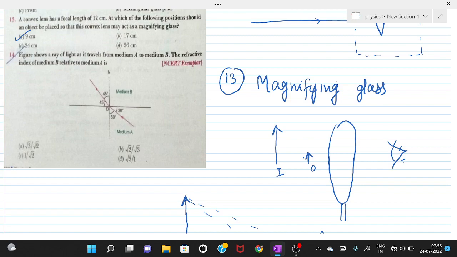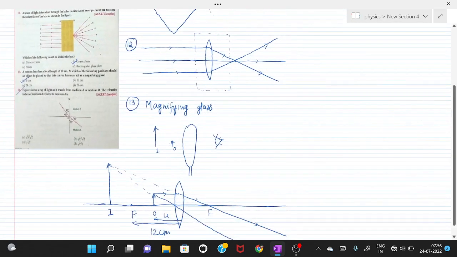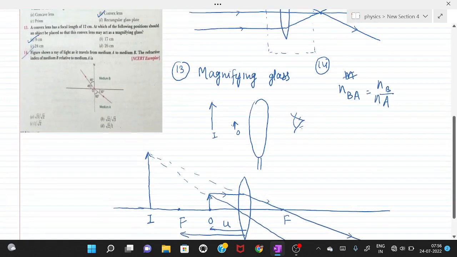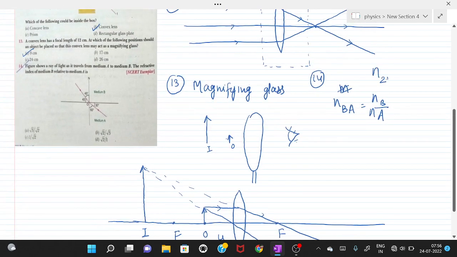Okay. So in this question, what do we have to find? In question number 14, we have to find the refractive index of medium B relative to medium A. NBA. What is NBA? NB by NA, that is refractive index of medium B by refractive index of medium A. We know that N2A, refractive index of medium 2 with respect to 1, is N2 by N1. In a similar way, NBA, that is refractive index of medium B with respect to A, is equal to refractive index of medium B divided by the refractive index of medium A.